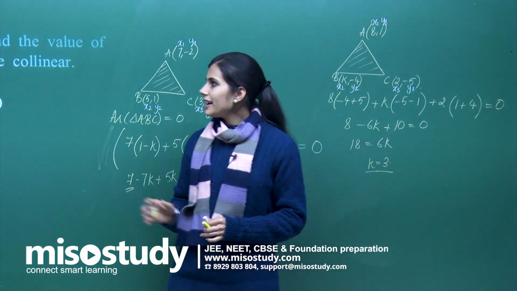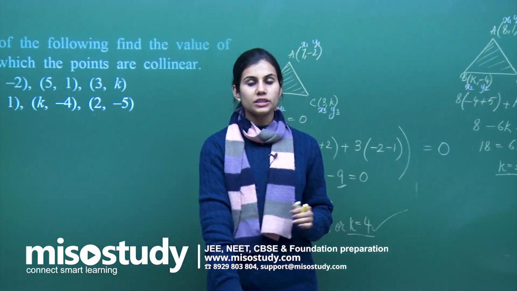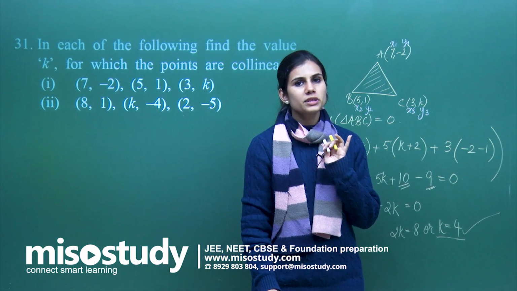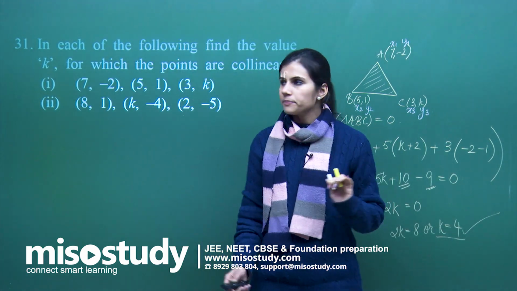So you have solved these 2 problems. What is the value of k for which these 3 points are collinear? You are supposed to do it by this method. It's really simple and fetches you the solution very, very easily.